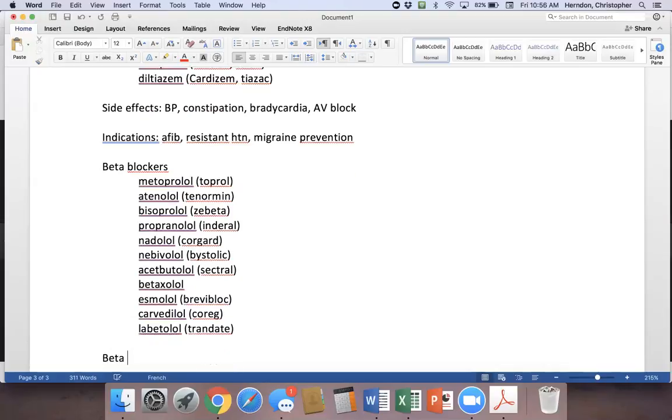Okay, what are your beta selectives? Beta 1 selective. Metoprolol, bisoprolol, atenolol, esmolol. Thank you. Next. Nebivolol. That it? Okay, those are your beta 1 selectives. Come up with a mnemonic you like.